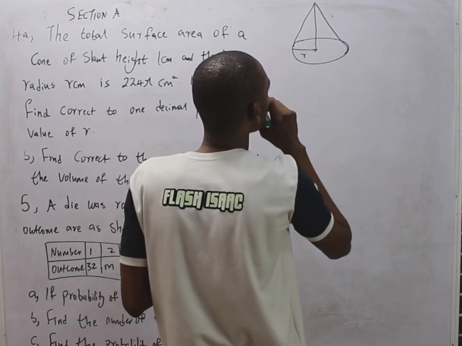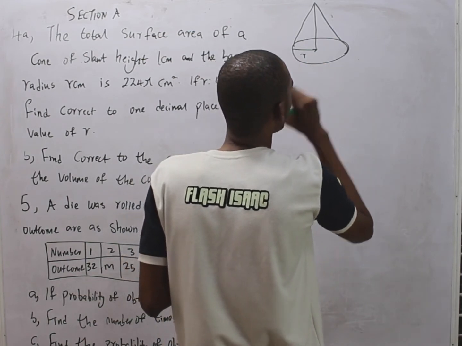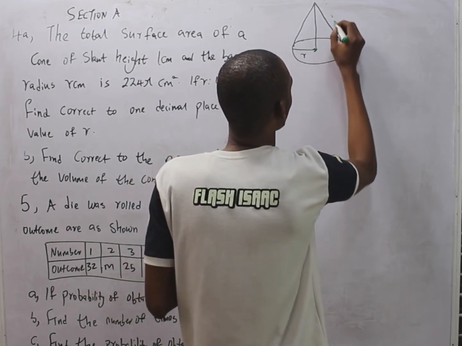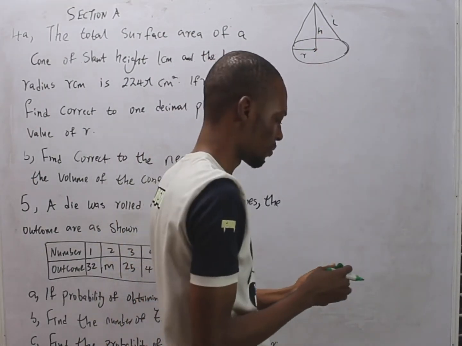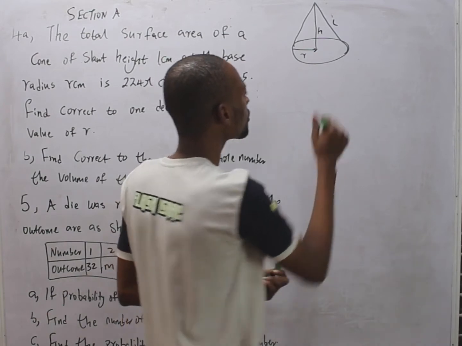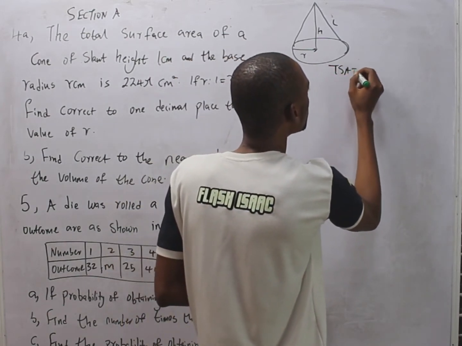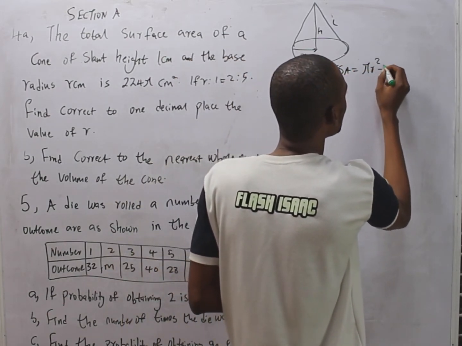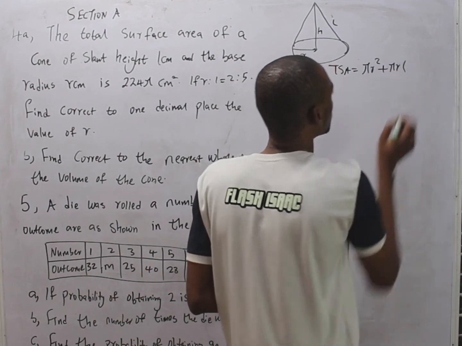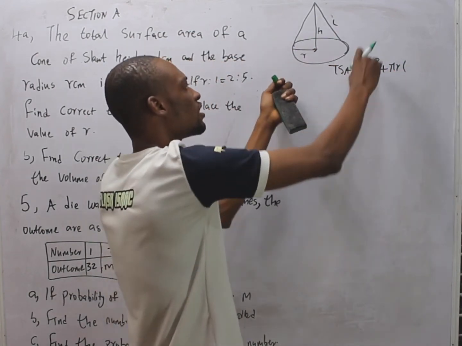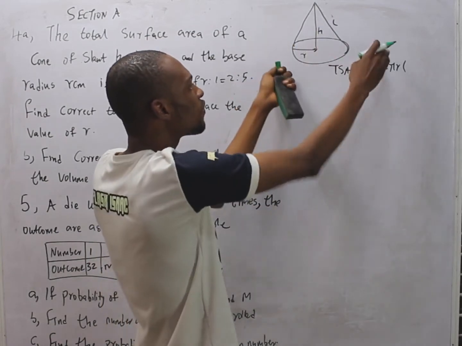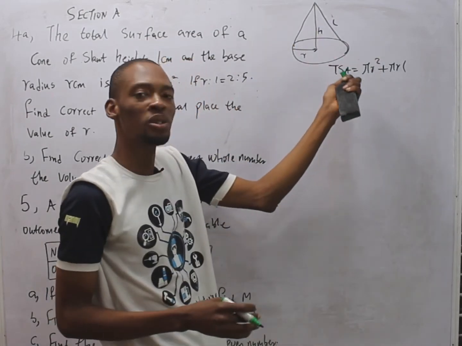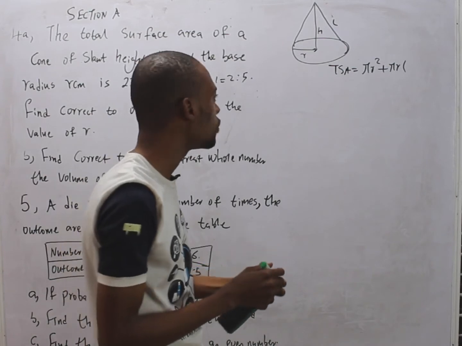So this is the radius, slant height. This is the height. Now the total surface area of a cone is pi r square plus pi r l. That is the area of the circular surface and the area of the curved surface. That makes up the total surface area of the cone.